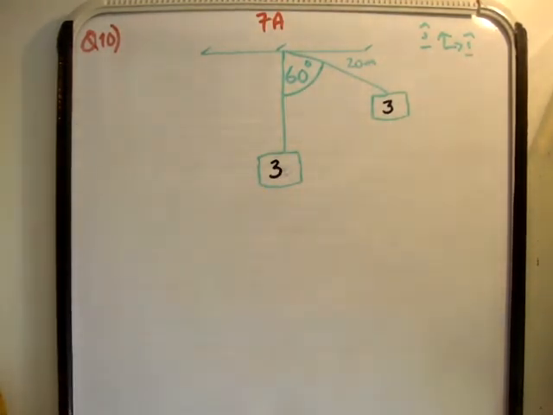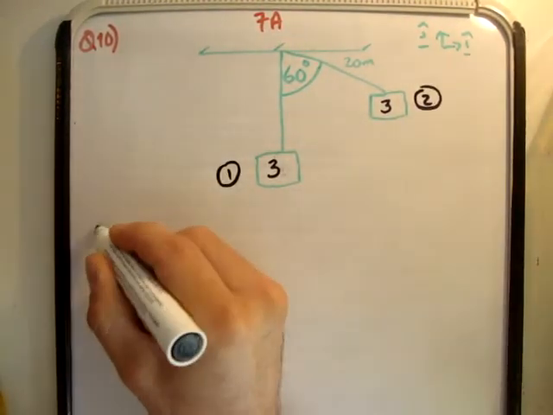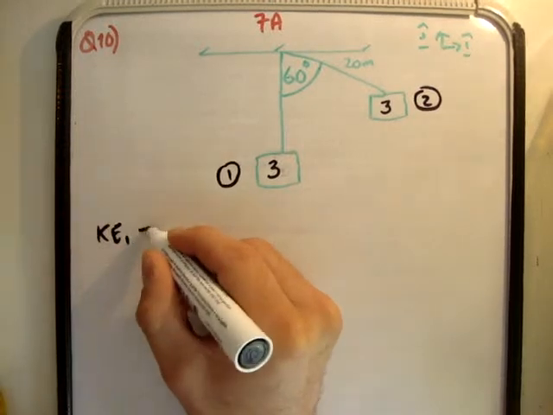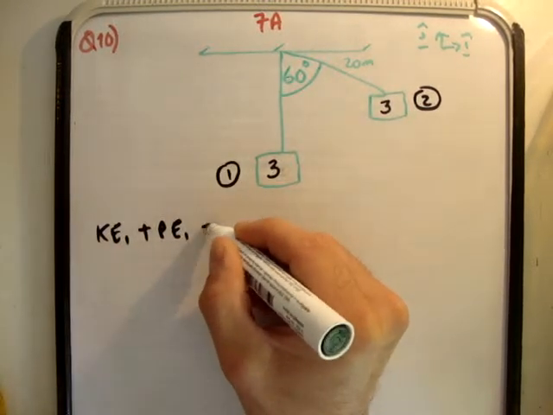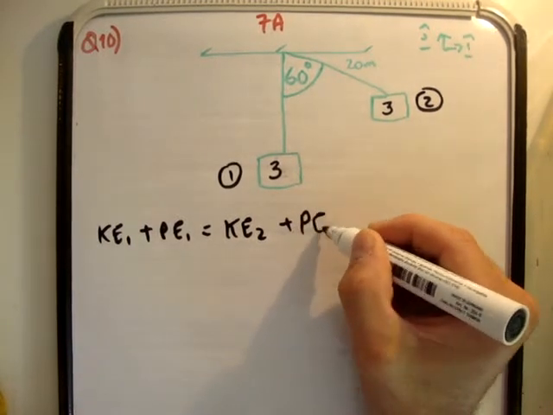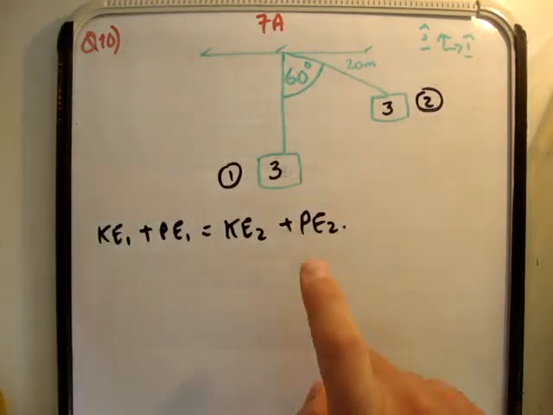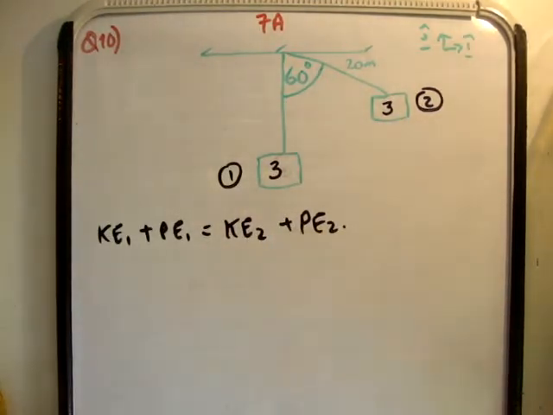So the principle of conservation of energy says, if I call this scenario 1 and this scenario 2, that the kinetic energy at 1 plus the potential energy at 1 is equal to the kinetic energy at 2 plus the potential energy at 2. And this will give us the initial velocity here of the compound body, which is what we want in order to use the principle of conservation of momentum with the bullet.